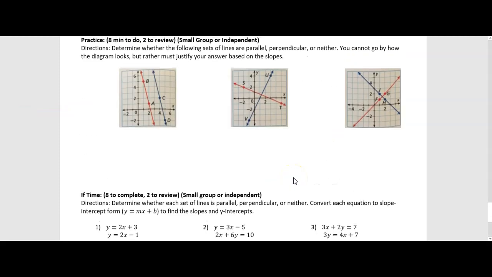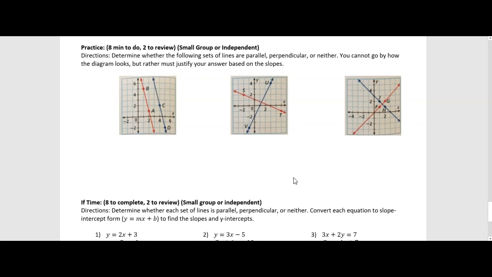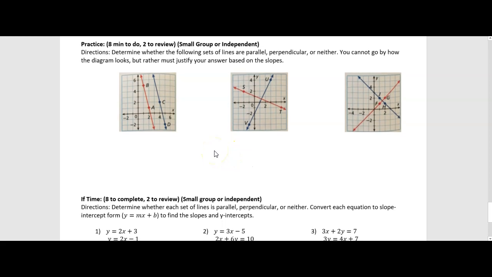All right, let's see how many application problems we have and whether or not we want to make this part 2. No, we'll actually just make this a 1-part video, a little bit long, but better than making 2 parts. Okay, so it says for these 3, determine whether the following sets of lines are parallel, perpendicular, or neither.